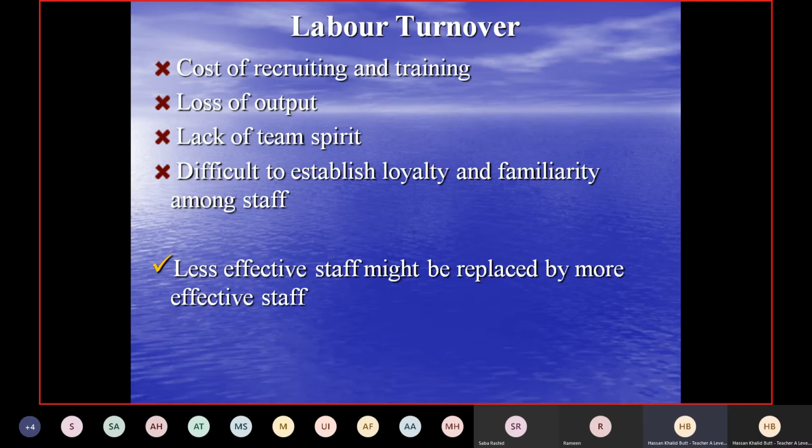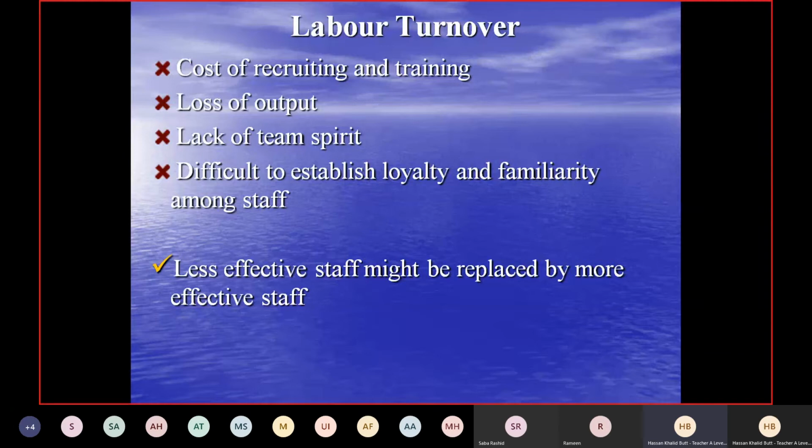So this is also possible, and because workers are leaving, it means no bad image. I'm not talking about high labor turnover here. If labor turnover is there, you can replace the workers with good ones, right? So it's no bad image in the sense that the employees are not being made redundant, right? They are leaving themselves. So in that way, there will be no bad image.